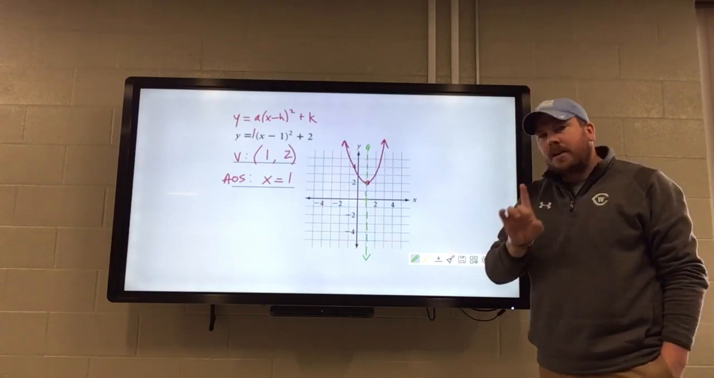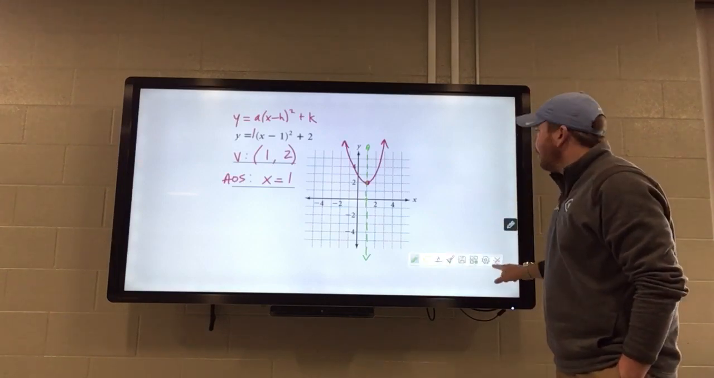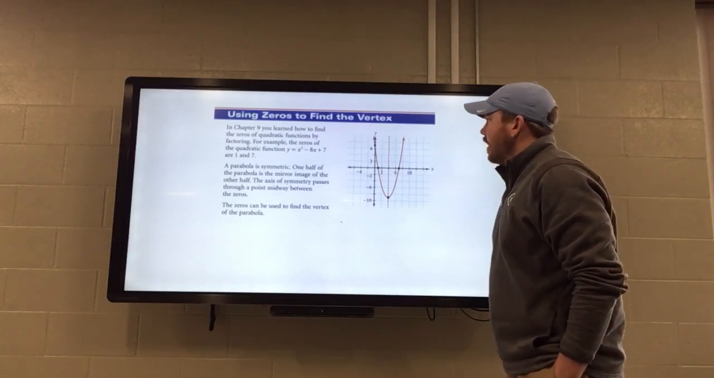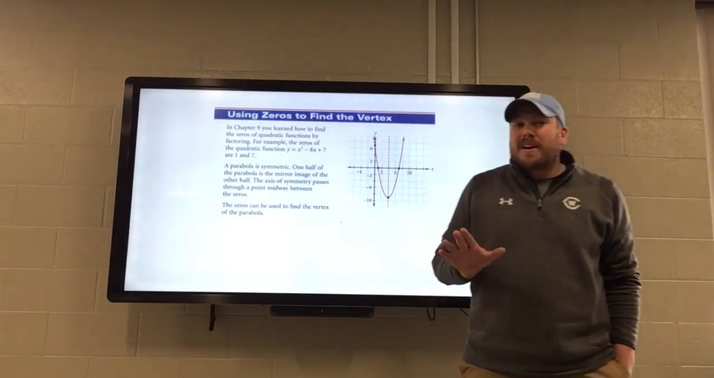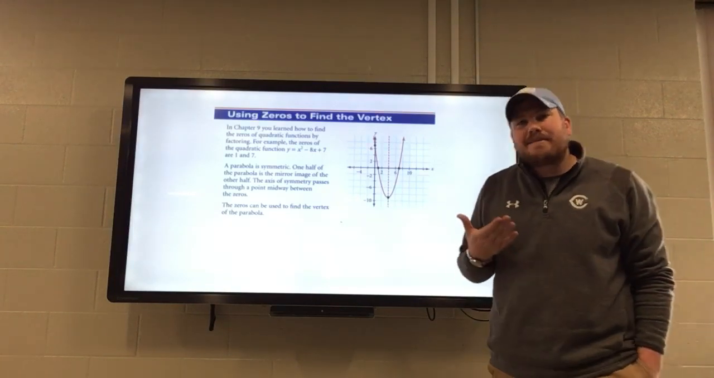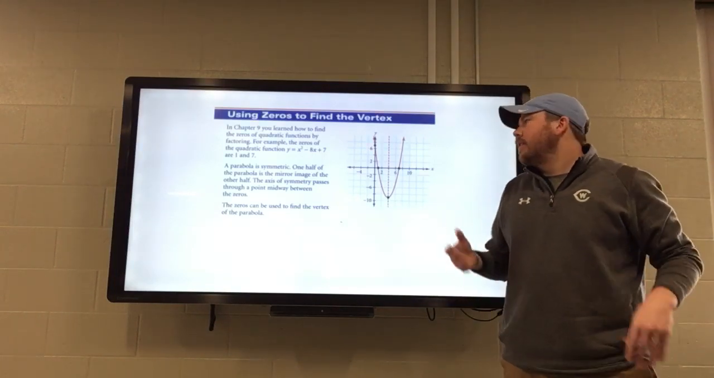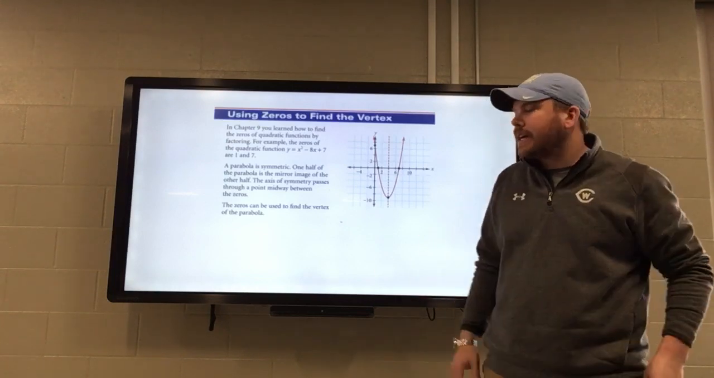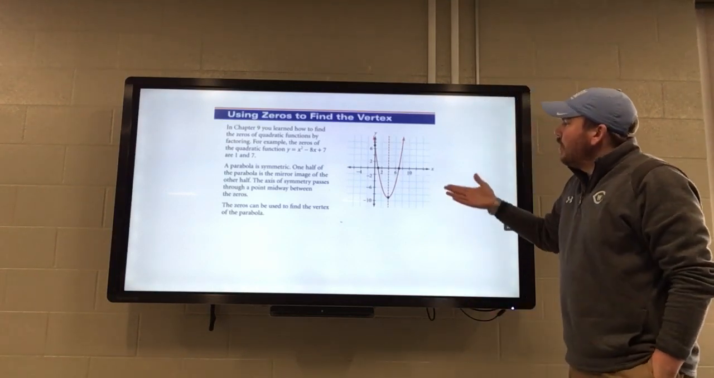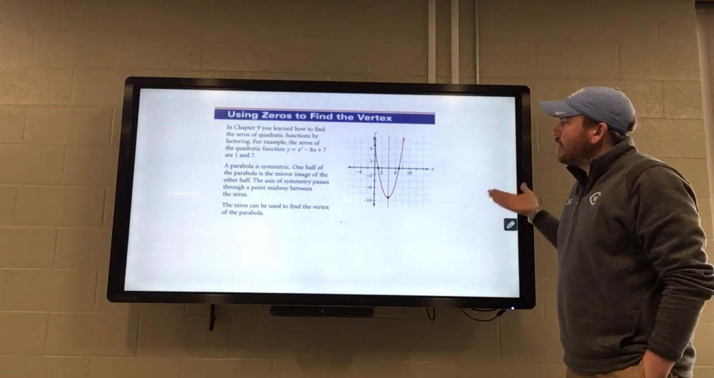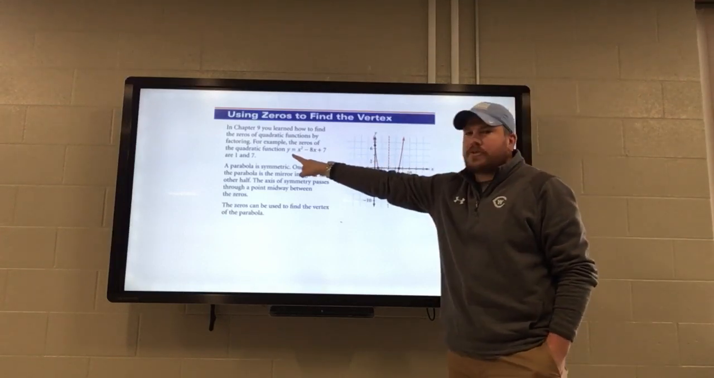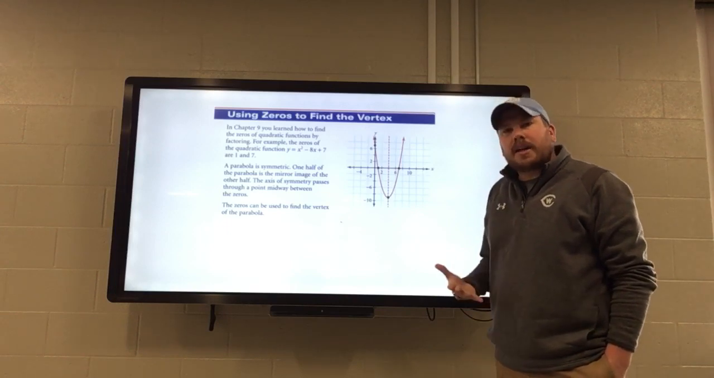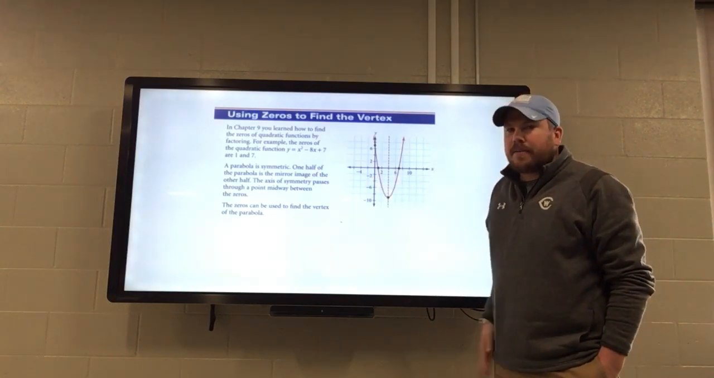Now, let's say we have something like this. Let's say I want to find the zeros, okay? I want to find the vertex, but I'm not in vertex form, all right? When we're in vertex form, it's easy enough, you just identify h and k and that's your vertex. But what if I want to find the vertex, but I'm not in vertex form? Say this function right here, y is equal to x squared minus 8x plus 7. How can I find the vertex of that if I'm not in vertex form?